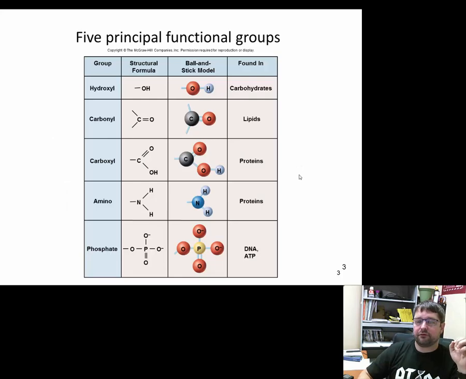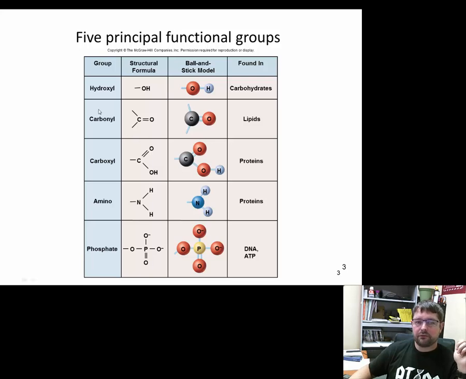But here are some of the functional groups that are really important for biology. We would call these biochemicals or biomolecules, so these are biofunctional groups, and they're extremely important for different systems in living organisms. Hydroxyl or hydroxide group is often found in carbohydrates. Carbohydrates is a fancy term for sugars.